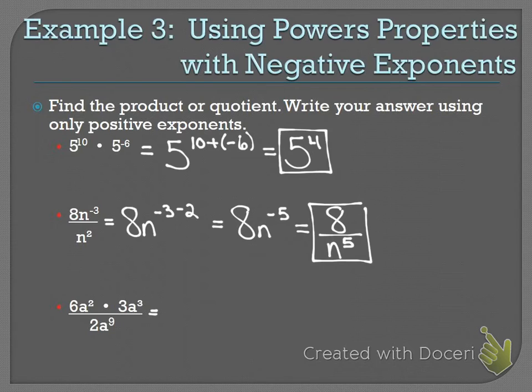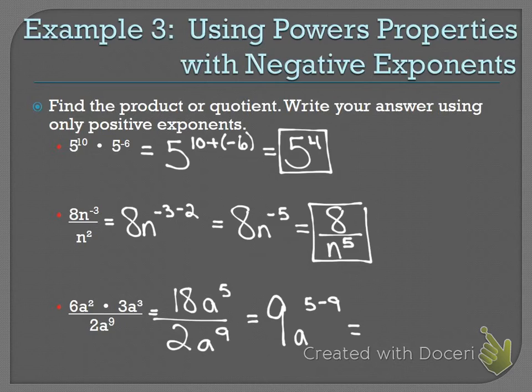Okay, so when you simplify the numerator, what do you get? 18. 6 times 3 is 18. What about a squared plus 3 is a to the fifth? Everybody agree? 2 plus 3 over 2a to the ninth. Well, 18 over 2 reduces to what? 9, right? So 9a to the 5th minus 9. Well, what's 5 minus 9?